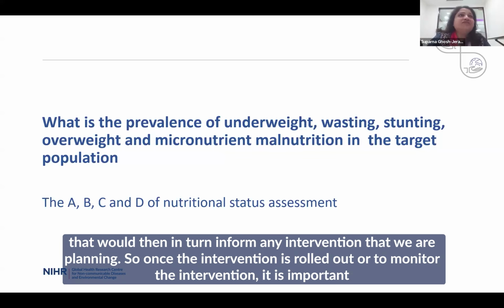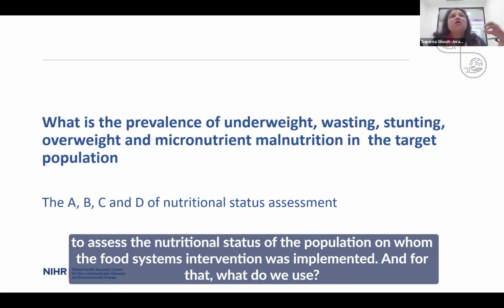So once the intervention is rolled out, or to monitor the intervention, it is important to assess the nutritional status of the population on whom the nutritional or the food systems intervention was implemented. And for that, what do we use?